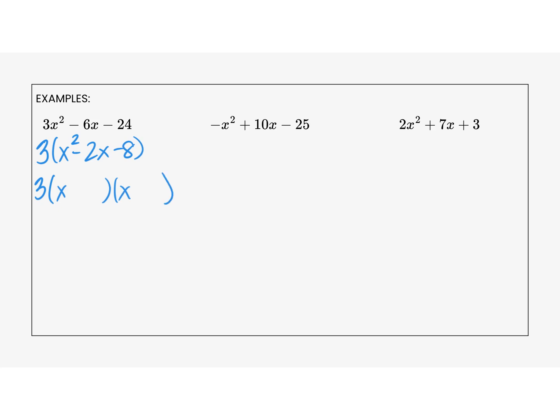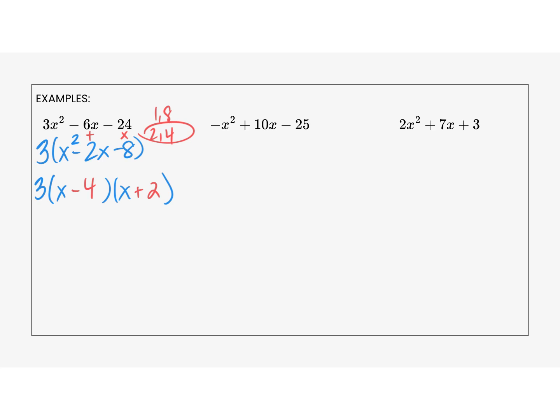Now I'm looking, again, what adds to negative 2, what multiplies to negative 8. When I see 2 minuses there, I know one's positive, one's negative. For 8, I have 1 and 8, or 2 and 4. So 2 and 4 is going to have to work. I need the 4 to be negative and the 2 to be positive, because that gives me a negative 2x in the middle.